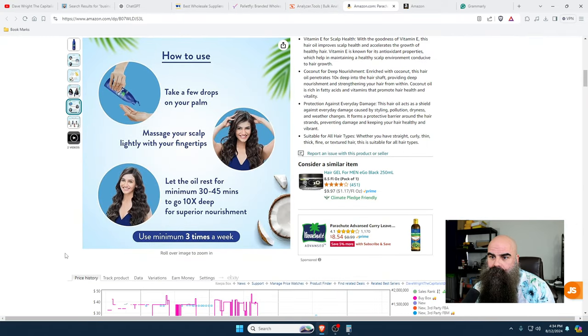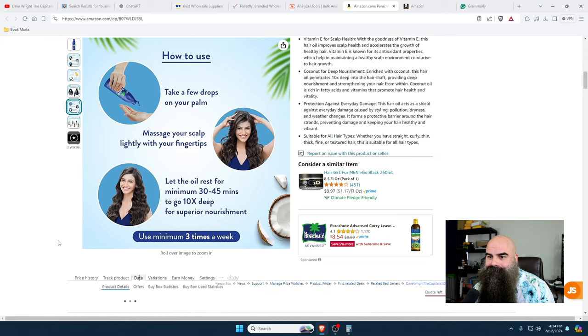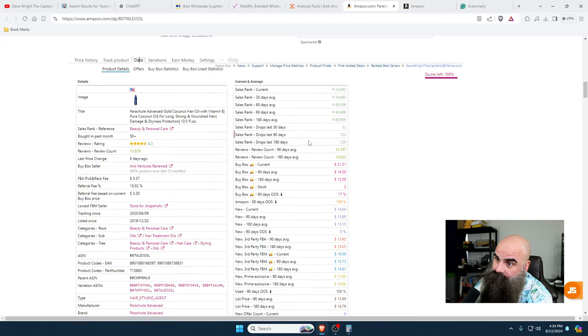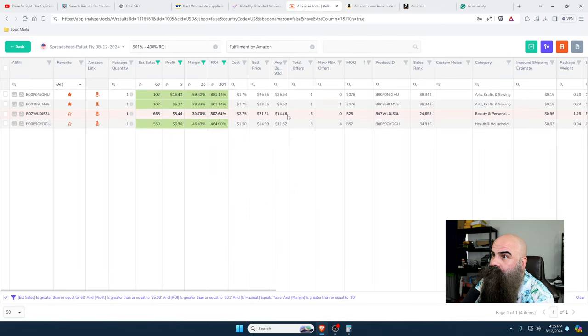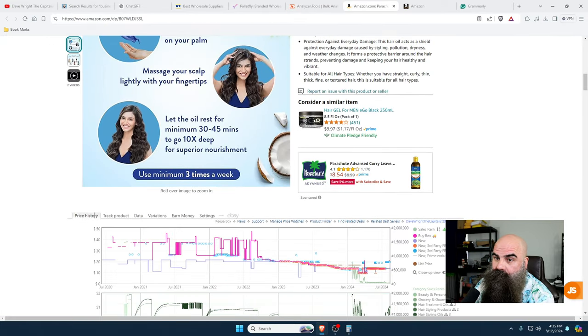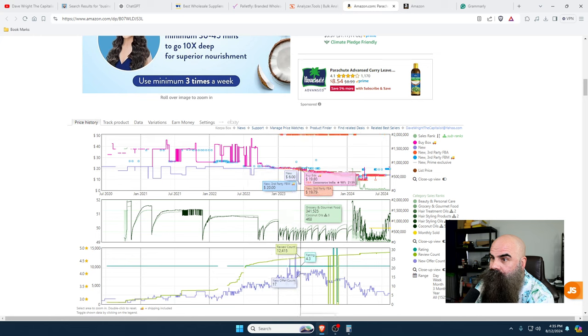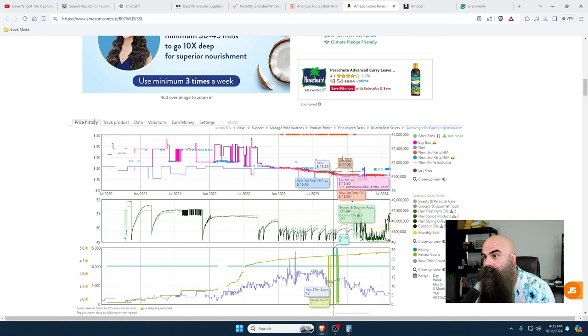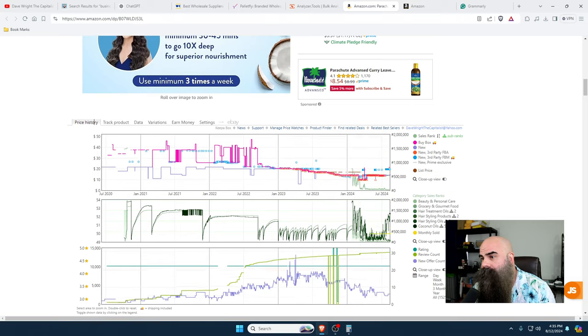Let's go down here and let's look at the data. Because it doesn't necessarily mean just because over the past 90 days, here it did sell for $14.56 over the past 90 days, and it's currently selling for $21.31, which is why you're getting this price here. If we look at the price history, we can see that it's on a decline. It's sold as high as 41 in the past, but it's coming down here.